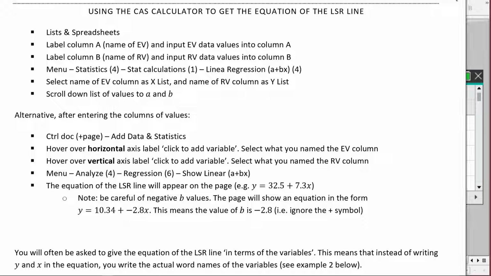Welcome. So what we're going to go through now is how to use the CAS calculator to get the equation of the least squares regression line. Sounds like fun. So we have two ways of doing it, which is listed out here. So you might like to read these in your own time or refer back to them later. I'm going to go through an example and show you both of these in action.